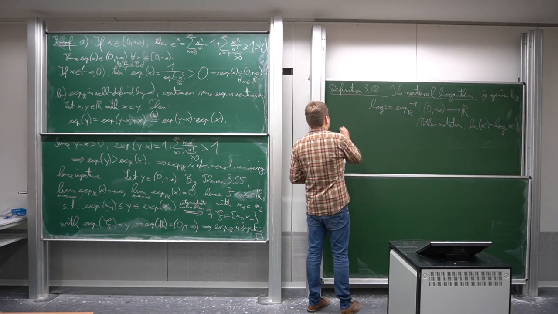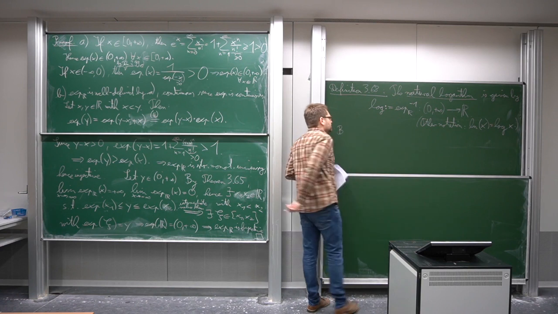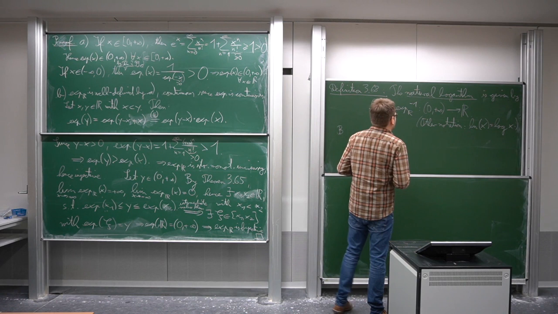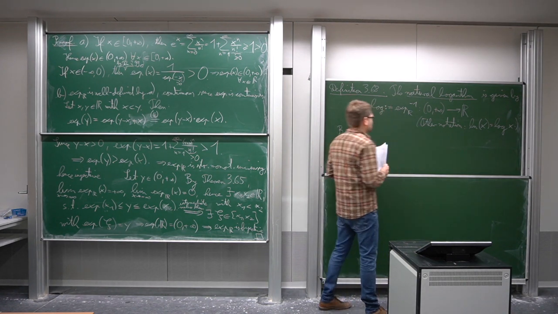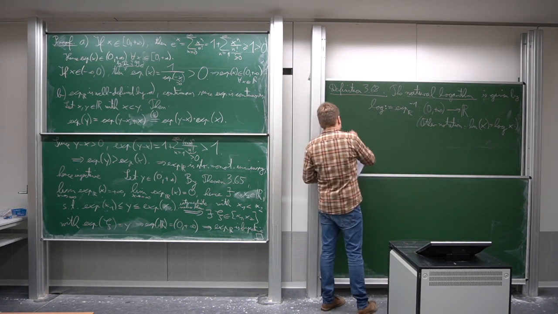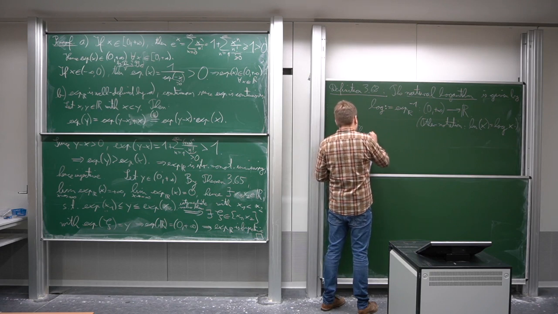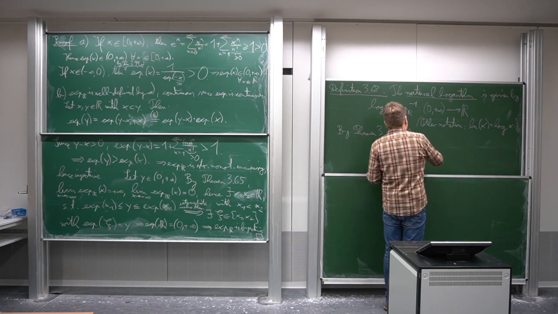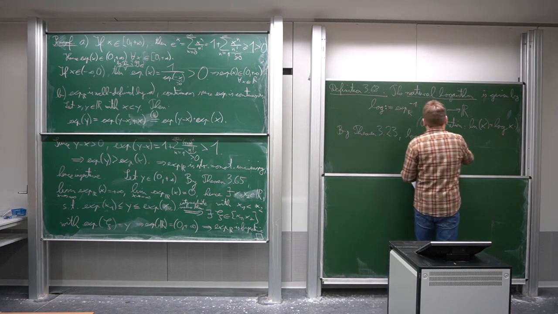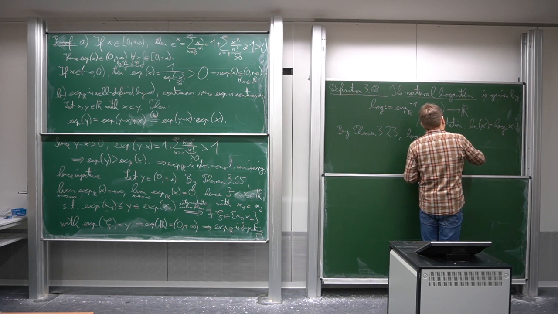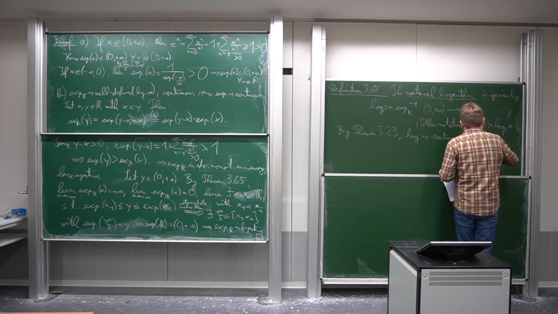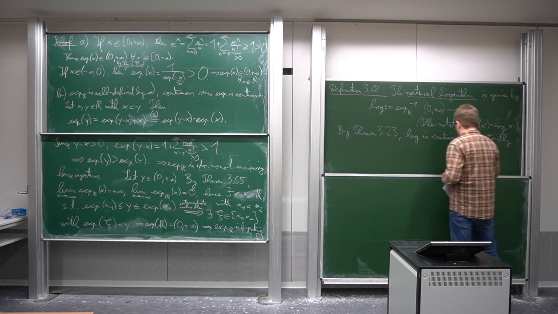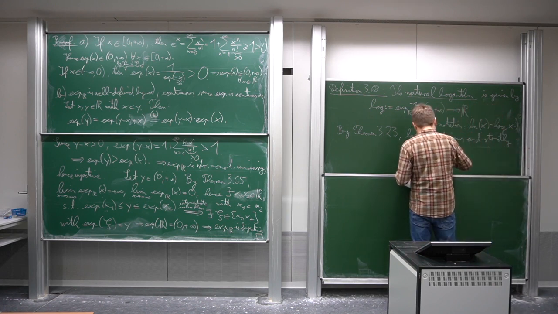Okay, so what do we already know? We know that the inverse of a continuous function on an interval is continuous. This is what we've already proven. And we know that since exp is strictly monotonically increasing, log is doing the same. So this was all part of theorem 323 about the continuity of inverse functions. So log is continuous and strictly monotonically increasing since exp has this property.